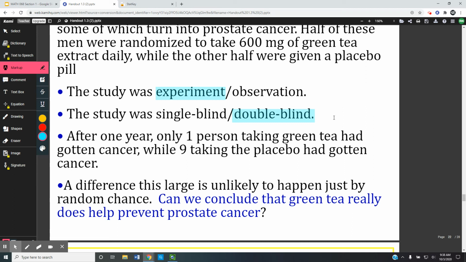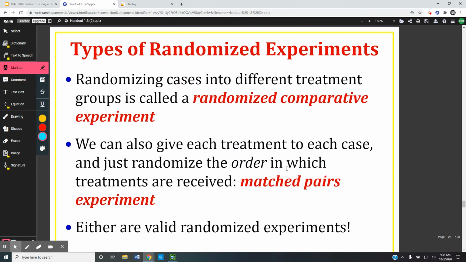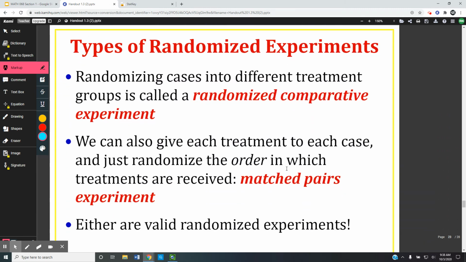Can we conclude that green tea really helps prevent prostate cancer? And the answer is yes. We have an experiment. It was done in a random manner. We had a control group. We have very distinguishable results that are different from each other, and we can conclude causality from that randomized experiment.